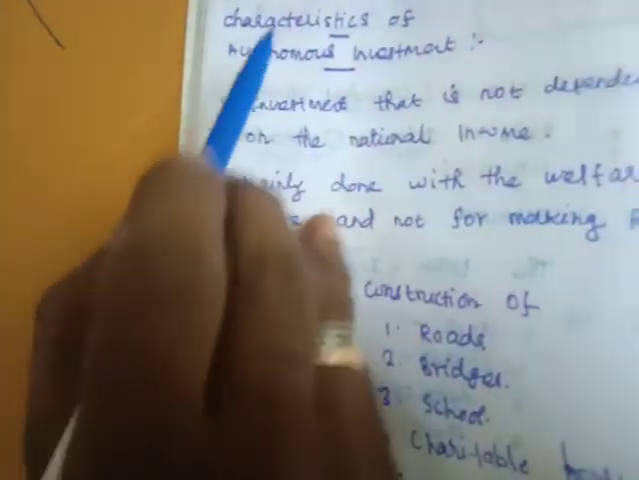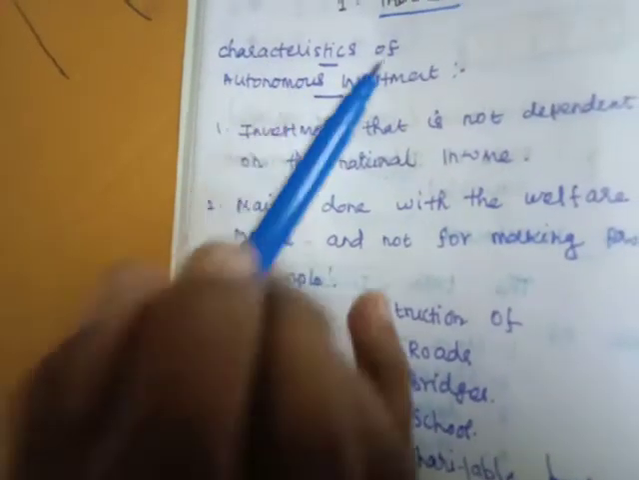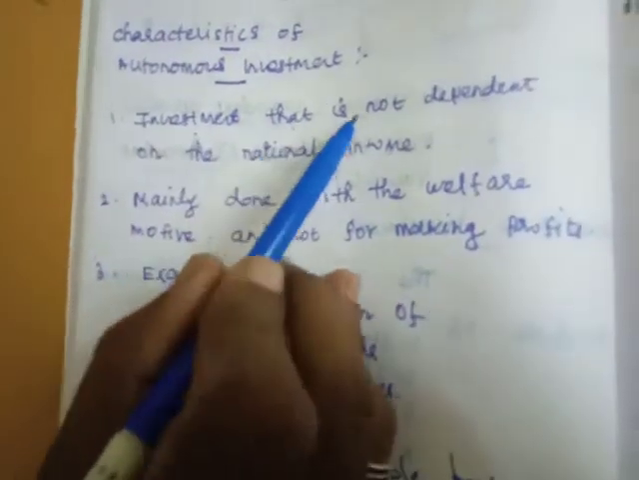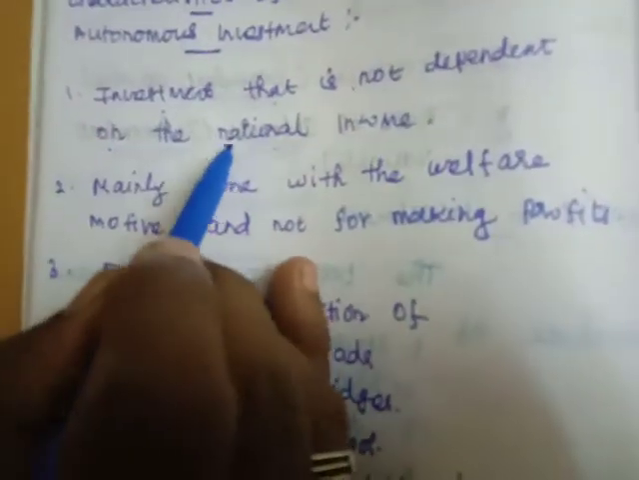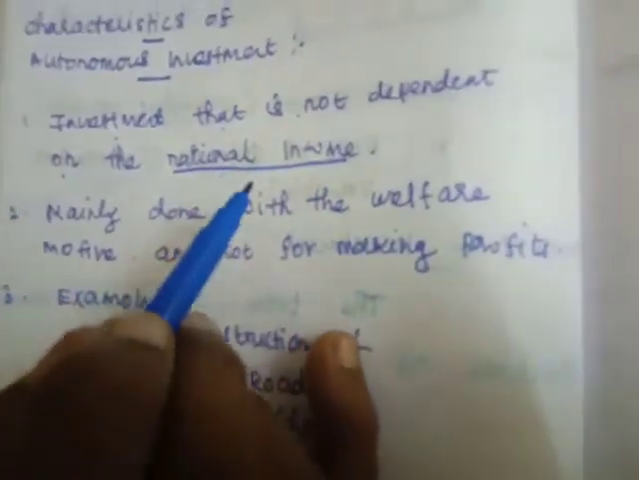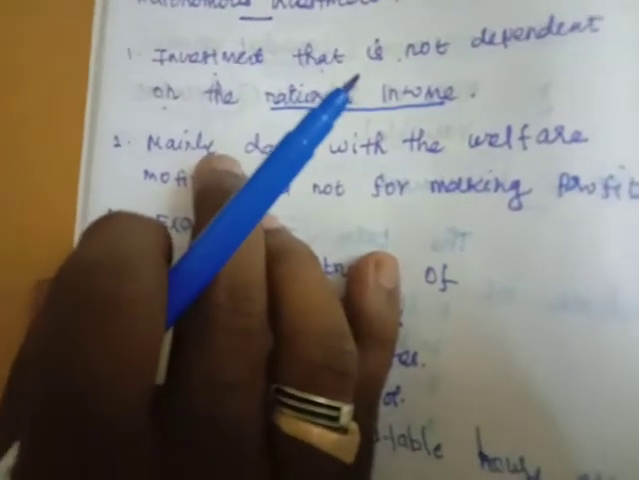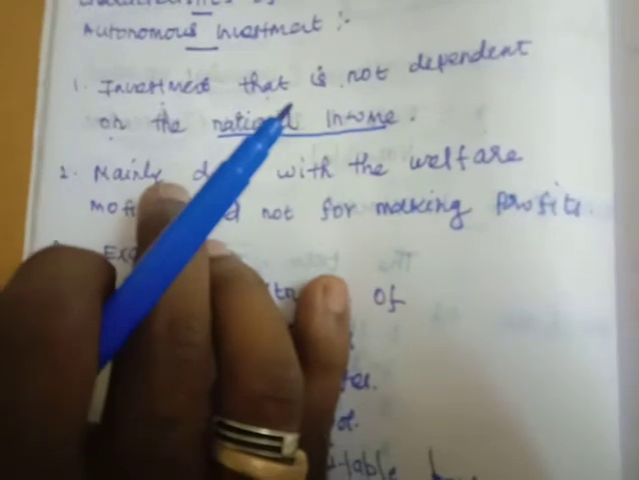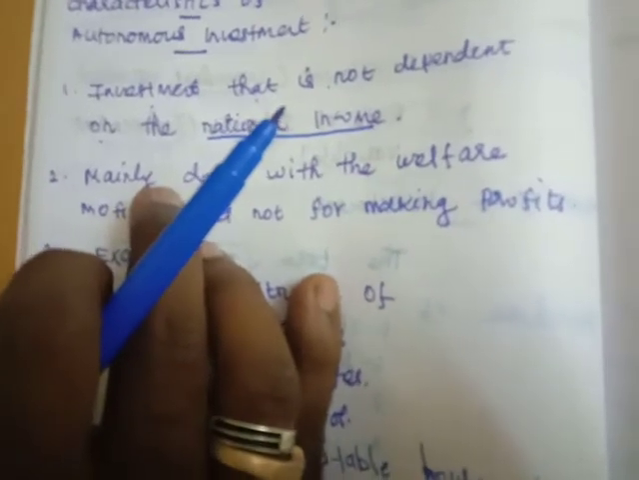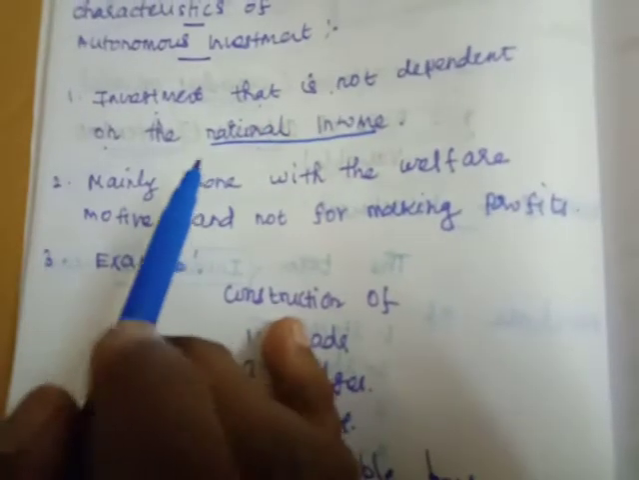We will move to the characteristics of autonomous investment. The investment that is not dependent on the national income. This autonomous investment is not dependent on national income. National income is a totally different concept, and this autonomous investment is not included in national income.